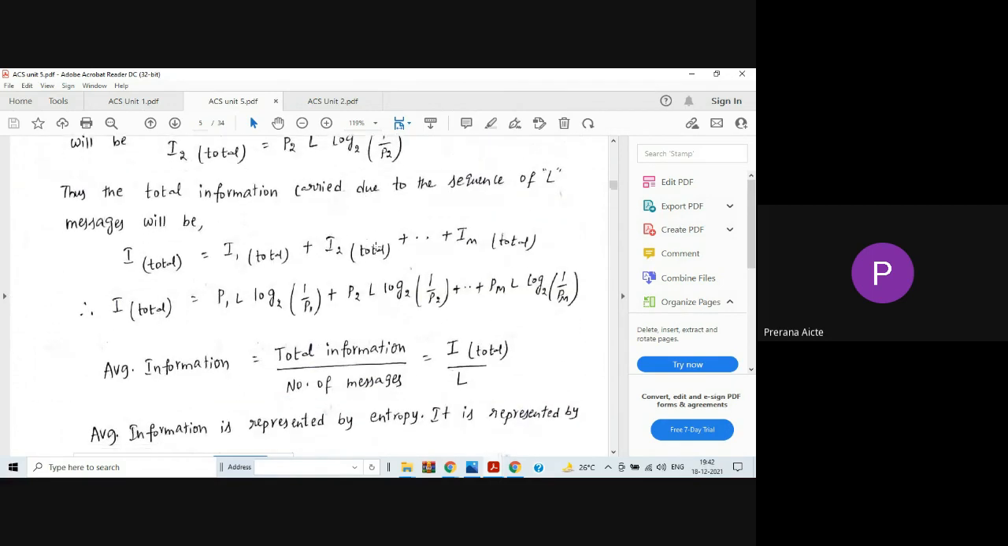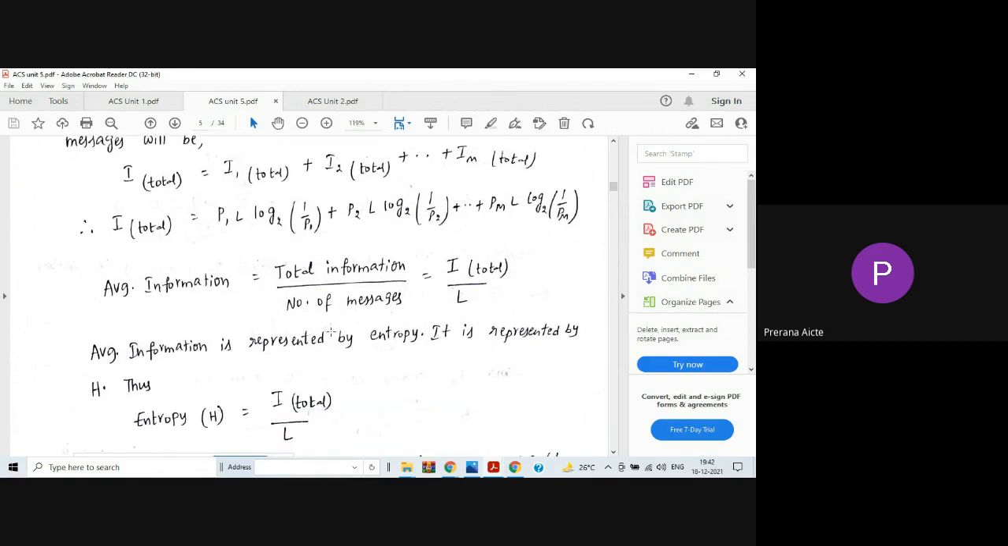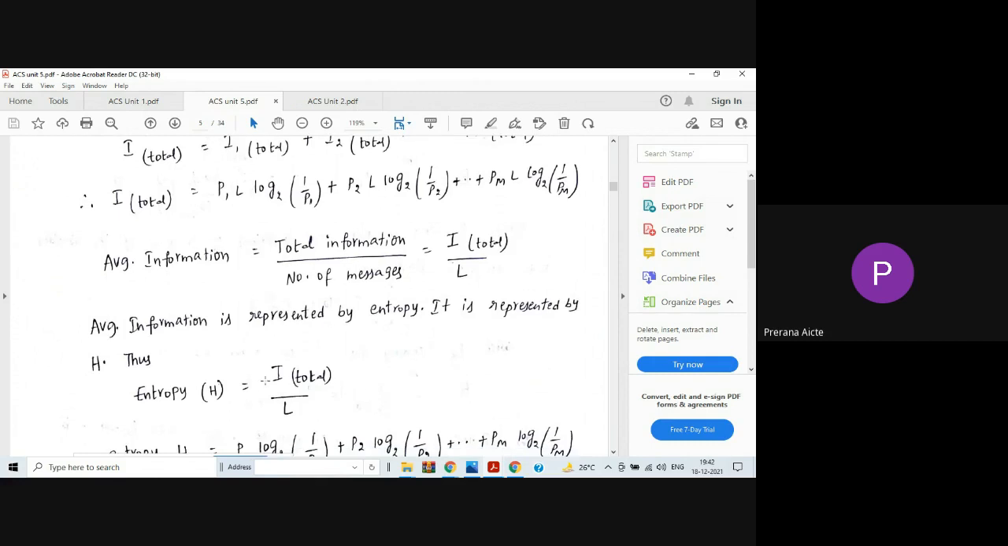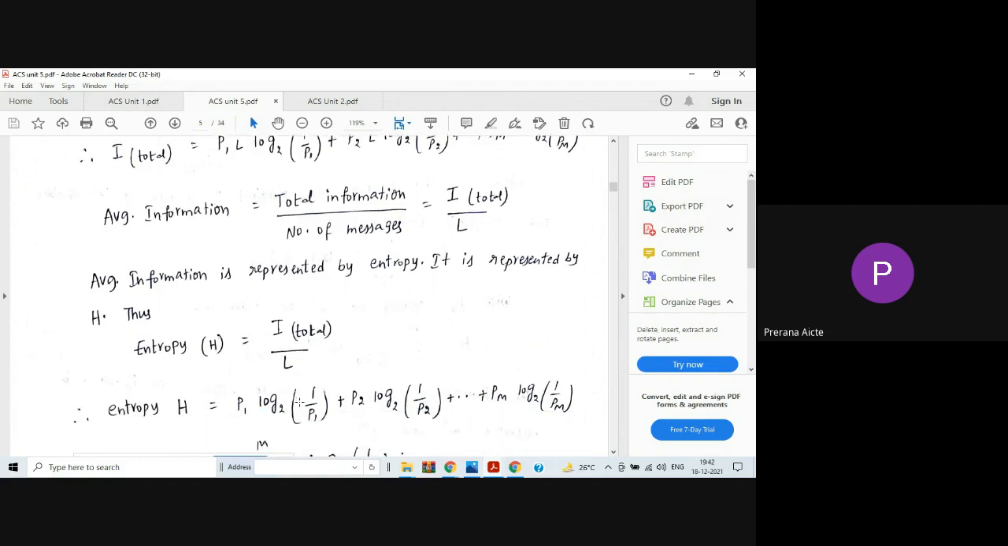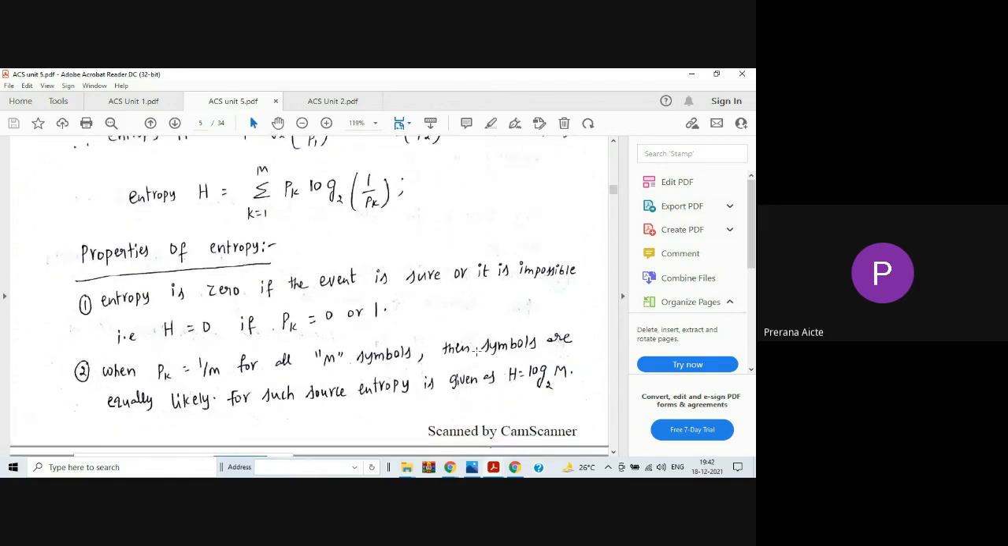So how do you define entropy? Average information equals total information divided by the number of messages, that is, by the total sequence length. It is denoted by the letter H, entropy. H equals P1 into log 1 by P1 plus P2 into log 1 by P2 plus, and so on, PM into log 1 by PM. Okay, this is the entropy.